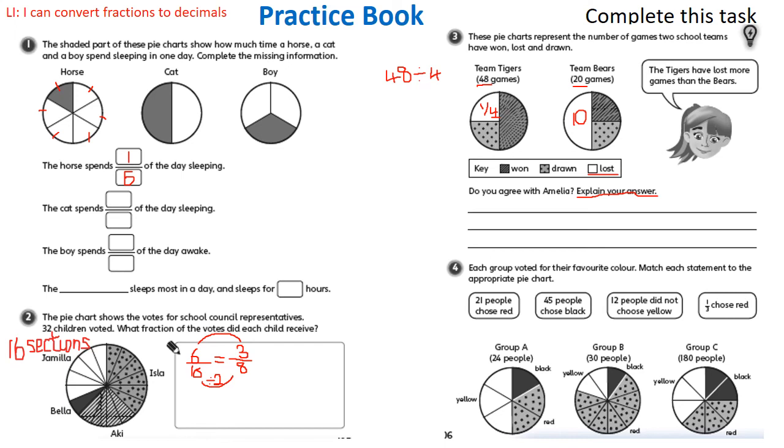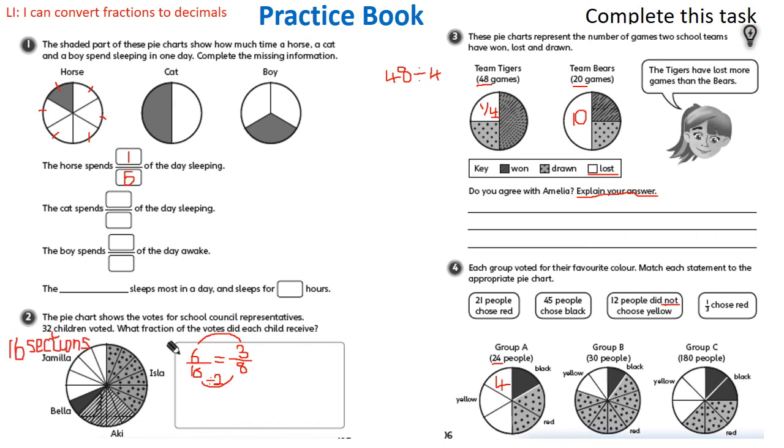So what are our statements? 21 people chose red, 45 people chose black, 12 people did not choose yellow, and 1/3 chose red. Now, let's have a look at our pie charts. Well, Group A is 24 people. And how many sections is it being split into? It's being split into 6 sections. So 24 divided by 6 means that every section is worth 4 people.